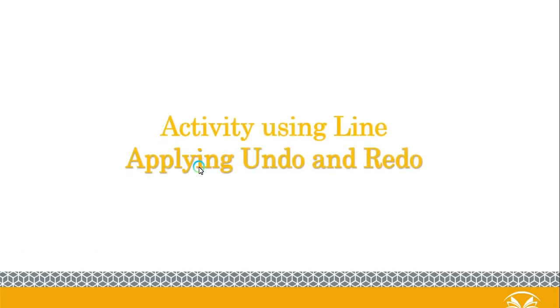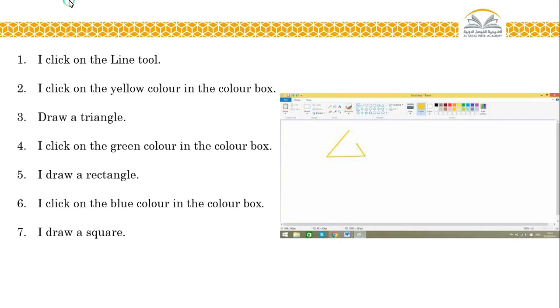Next activity, we have using the line tool and applying undo and redo. You're going to follow these steps using the line tool. Okay, we're going to draw a triangle with the color yellow, a rectangle with green color, and a square with blue color. Let's start.